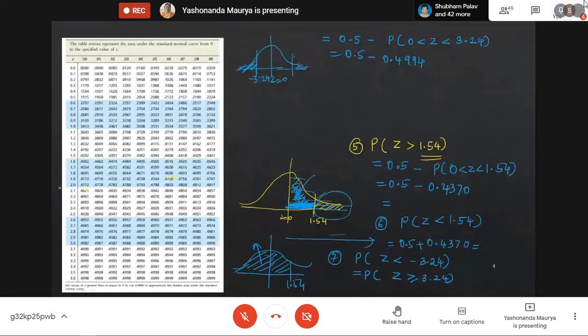Now, the next one, the eighth one. Can you find the value of C, or tell me what is C, if the probability that Z is less than C is 0.4793? Can you tell me what C is equal to?